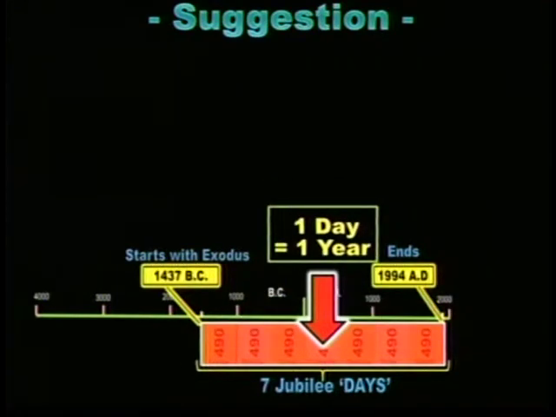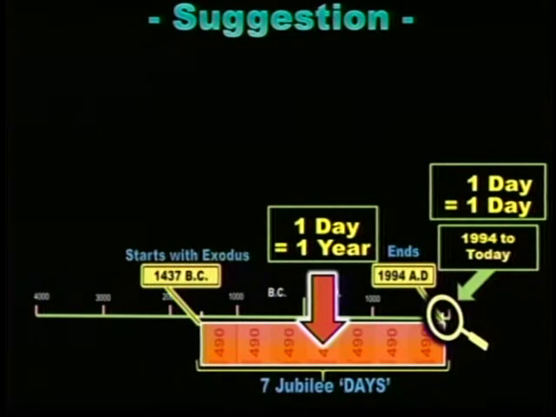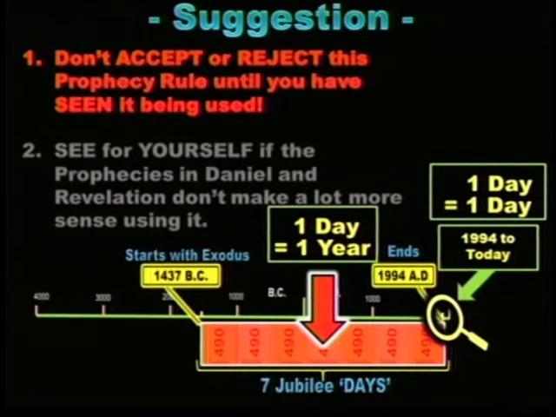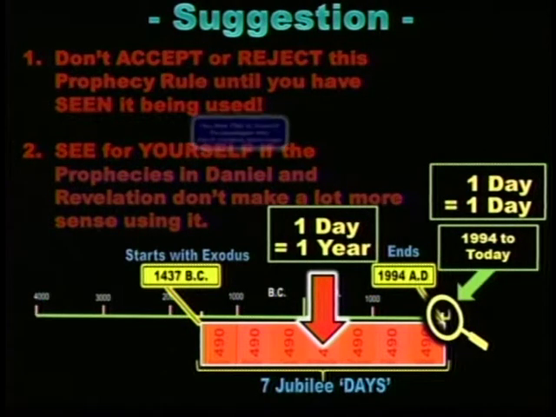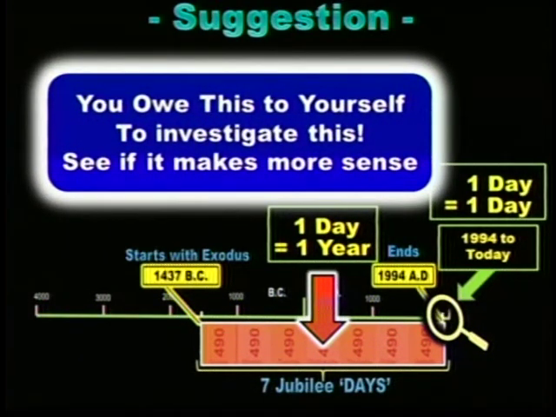One day equals one year during the Jubilee week, and one day equals a literal day after 1994 until today. And being assertive, this becomes some kind of a rule, but I don't want you to accept it or reject it until you've seen it actually being used. You have to see for yourself if the prophecies in Daniel and Revelation don't make a lot more sense by using this rule. You owe it to yourself to investigate it and to see if it makes more sense. Don't ever take anyone's word for it.